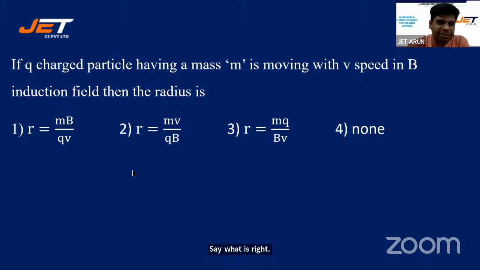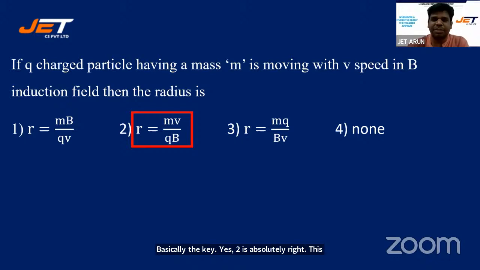Let's look at the key. Yes, 2 is absolutely right. MB by QB. This derivation is a beautiful derivation, students. In intermediate, it comes in circular motion and magnetic field, and it is very good. And we'll see some animations also when we do this chapter.